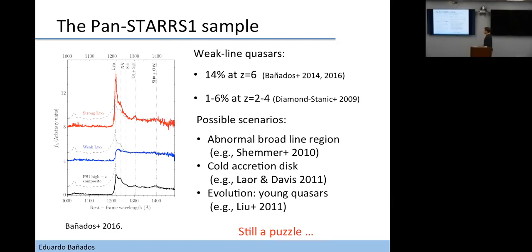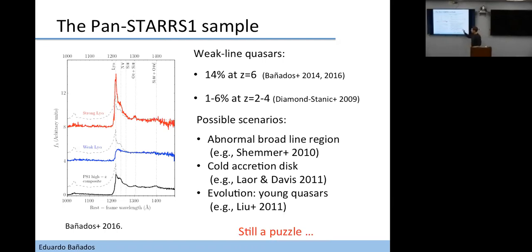And people have been thinking hard enough since the discovery to try to explain these objects with very weak lines. And there are many possible scenarios, probably related to the broad absorption line. So there's something going on very close to the quasar. I think these are all possible explanations.